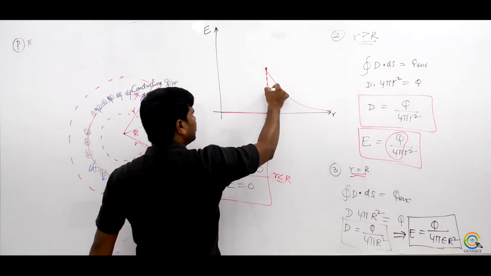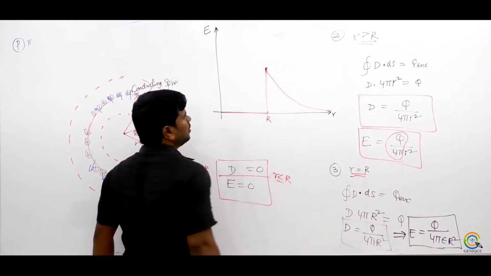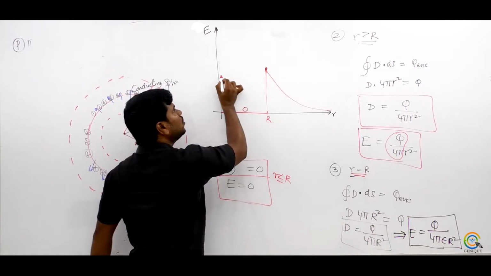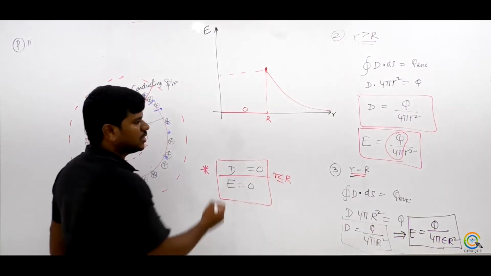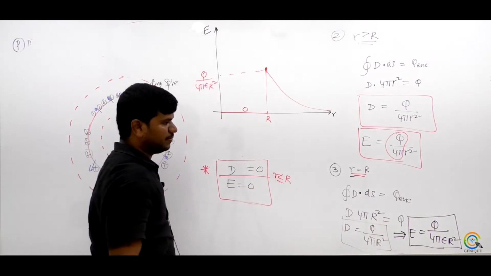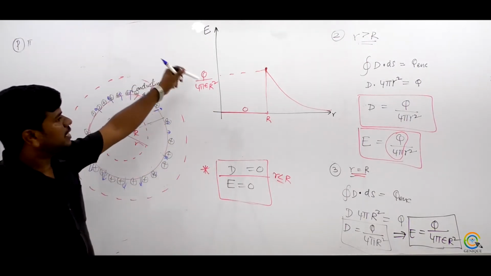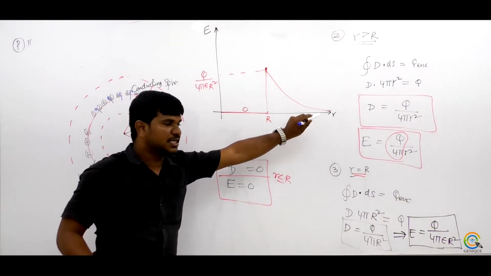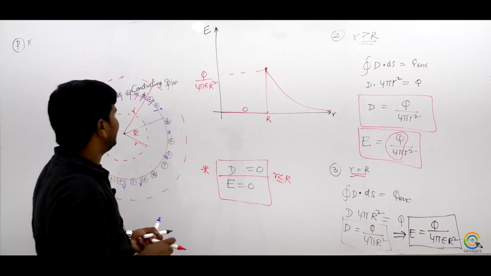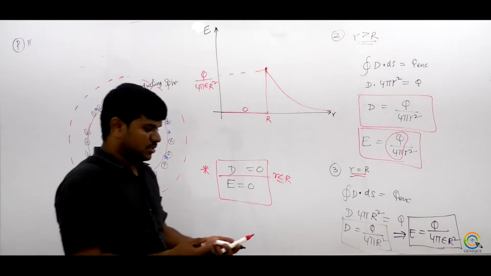And some people will write it like this also. Suddenly, before that it is 0. Suddenly when R reaches the radius, there is an abrupt change. Q divided by 4 pi epsilon R square is the electric field. So this is the figure for the electric field intensity versus the distance for the conducting shell or the conducting sphere of radius capital R. So this is the way to approach the Gauss law.